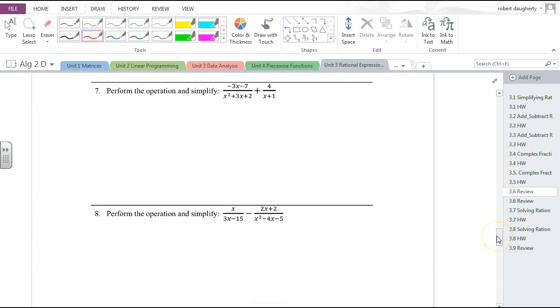Now we're moving into adding expressions. So the big thing here is you have to have a common denominator, and you have to have things factored as well. So let's look at this.